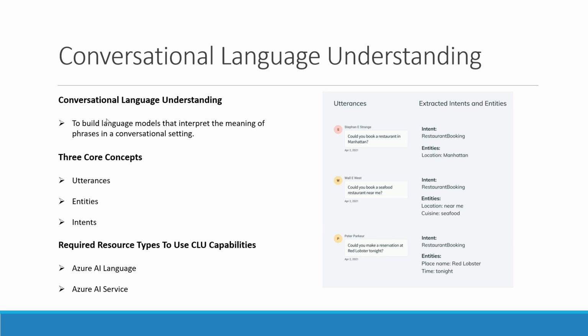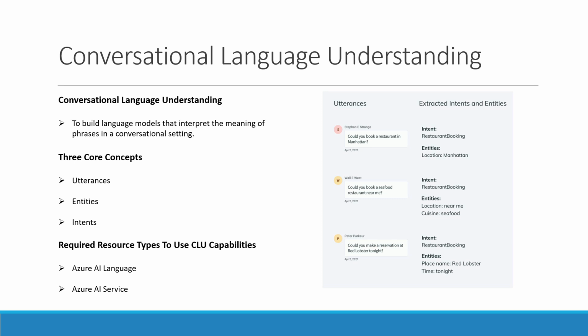So this is all about conversational language understanding and the three core concepts, utterance, entities, and intent, which play a major role in prompts where the user gives an input. Okay, I'll take a pause here and quickly recap what we saw till now.